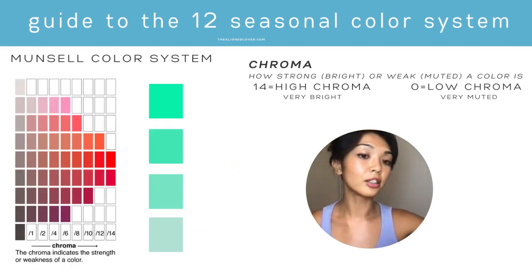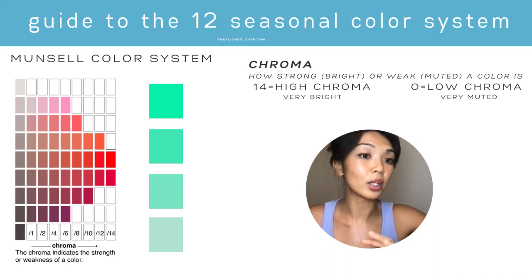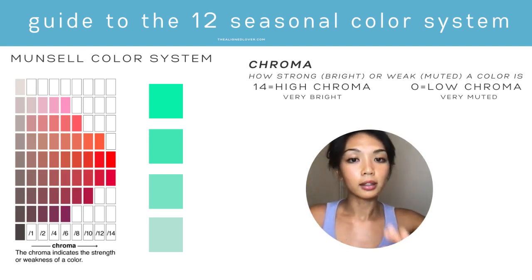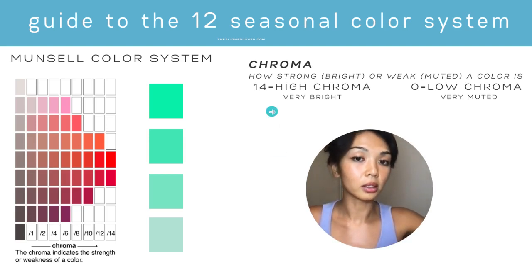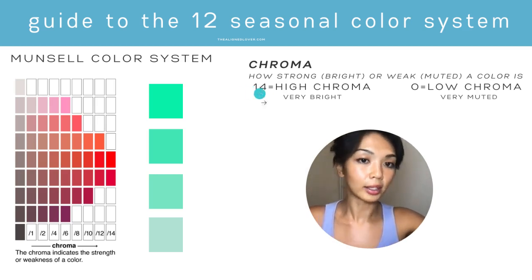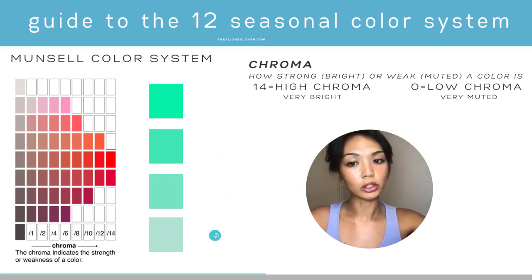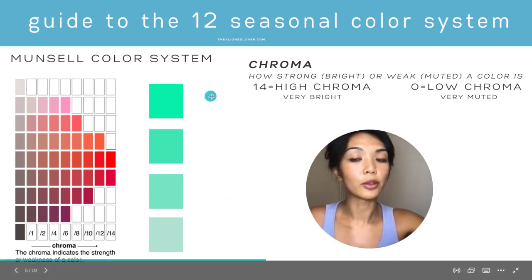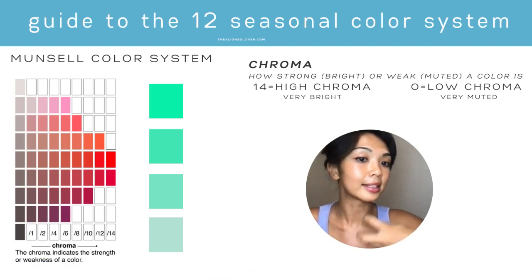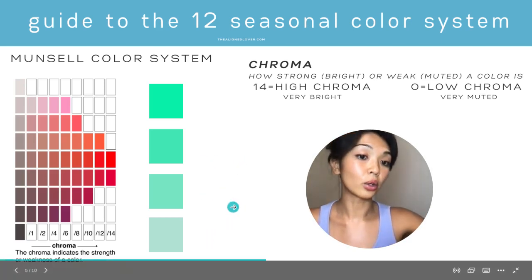Our last color dimension is chroma, basically how strong or bright a color is, or how weak or muted a color is. It's not relevant to the 12 seasonal color system, but 14 is the highest chroma you can get. 0 is very low chroma or very muted. So the higher the chroma, the more intense and bright and saturated a color looks. The lower the chroma, the closer it is to gray.